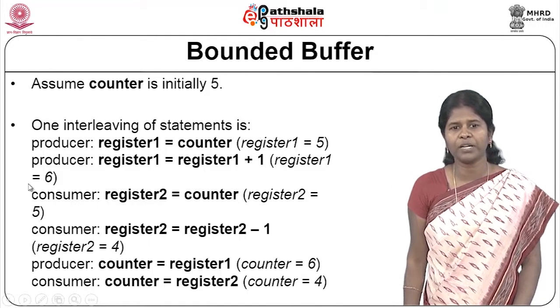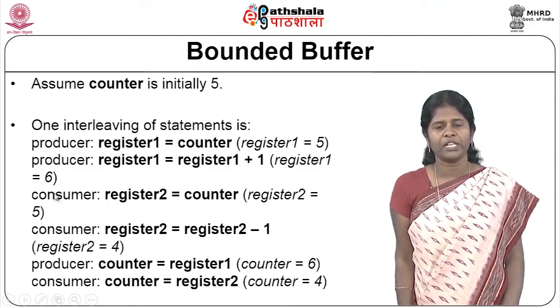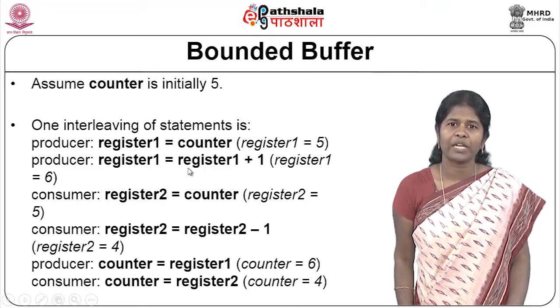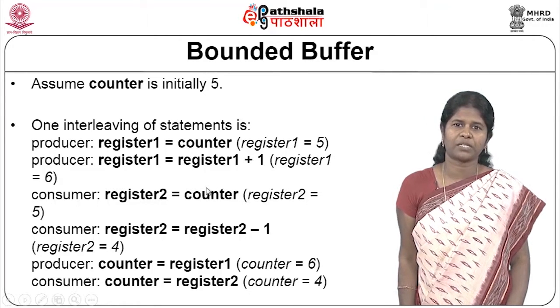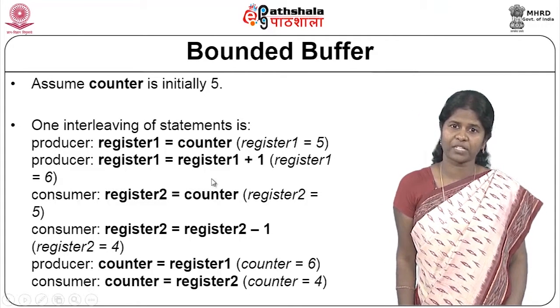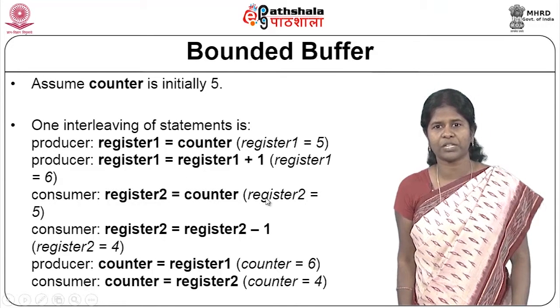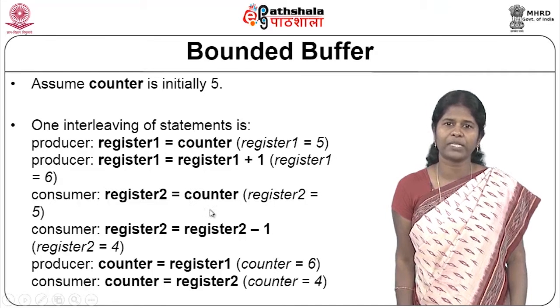So, when the consumer is given the CPU, it will execute its code. What does the consumer have to do? It has to execute counter minus minus. But this counter minus minus has 3 different instructions to execute. So, it executes the first instruction corresponding to counter minus minus. What is that?